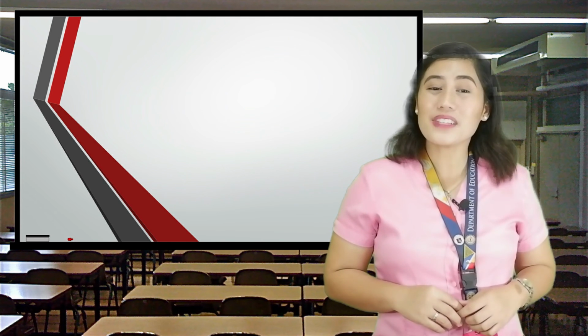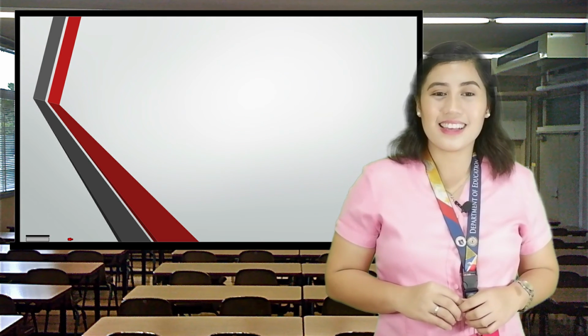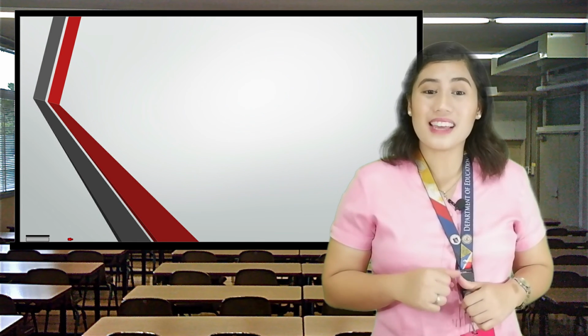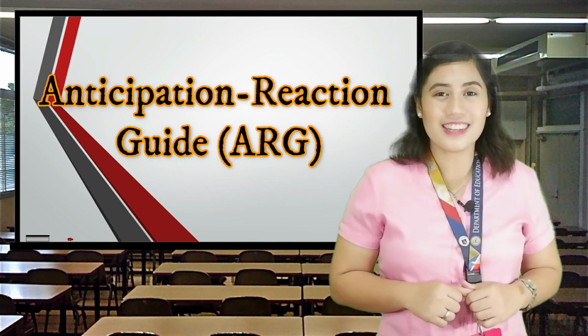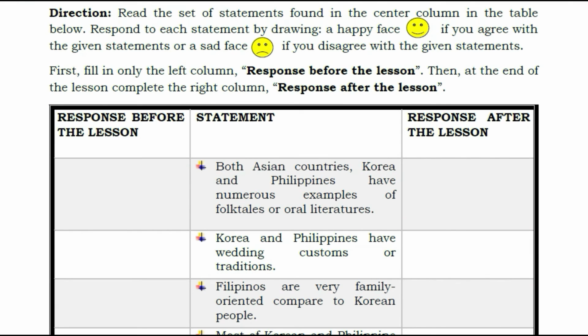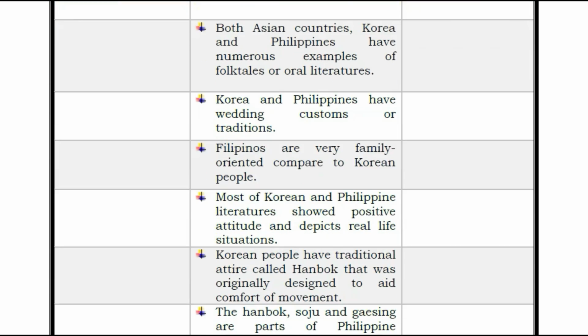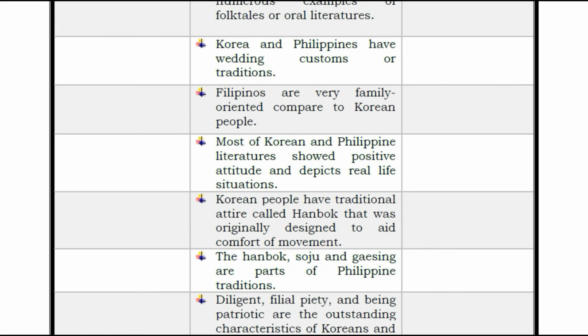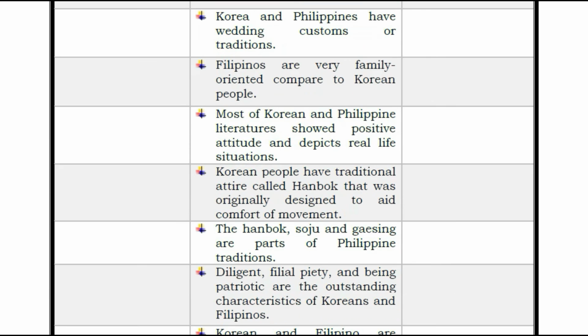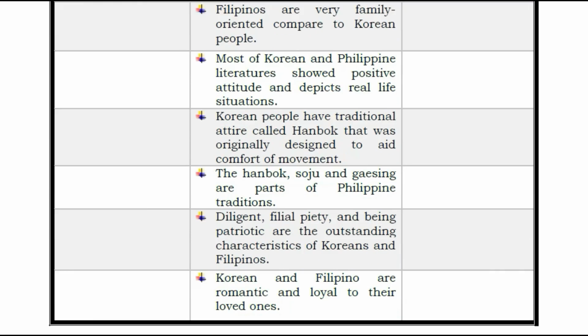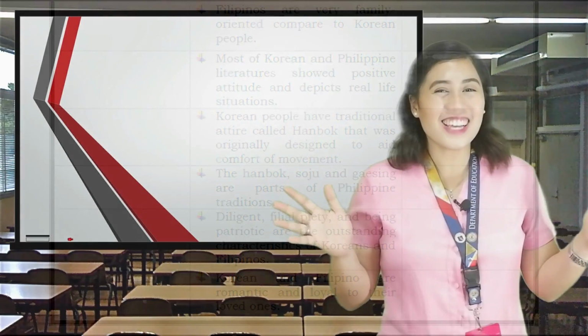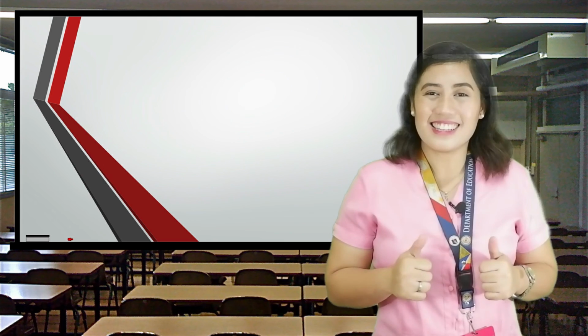Fantastic! You have successfully completed the activities. This time, let's have again the anticipation reaction guide. Read the set of statements found in the center column in the table below. Respond to each statement by drawing a happy face if you agree with the given statements, or a sad face if you disagree with the given statements. Write your answer in the last column. Compare your previous answers with your answers now. Congratulations! You did great! Excellent!